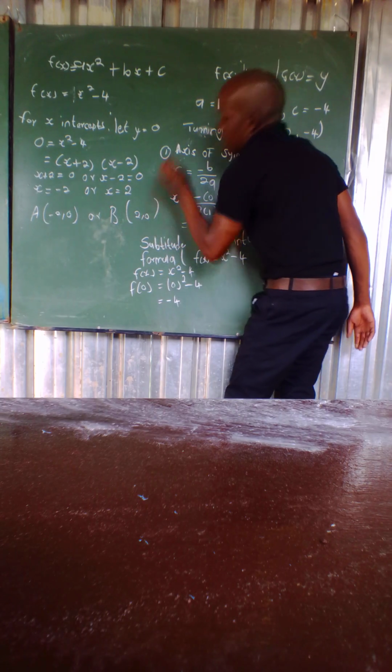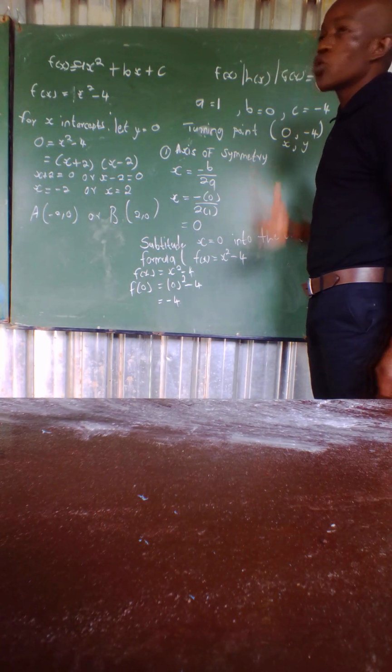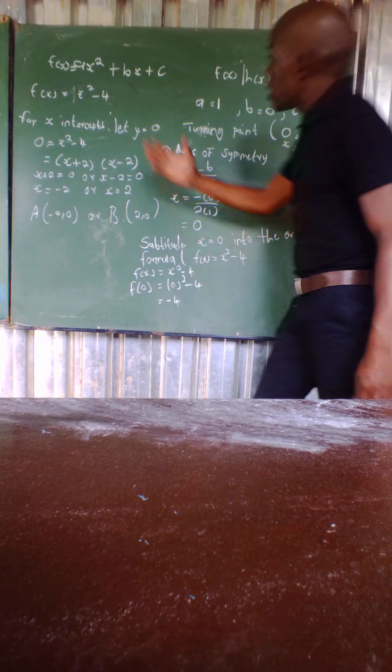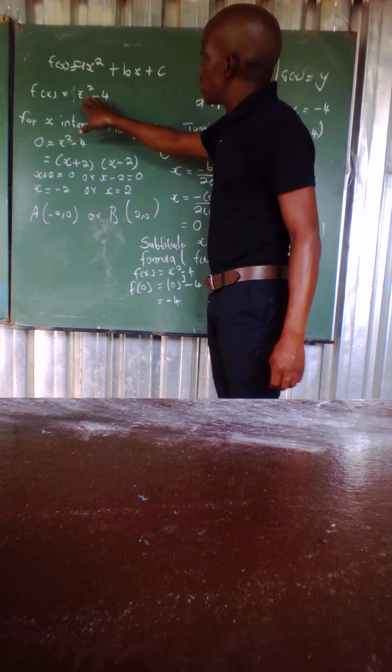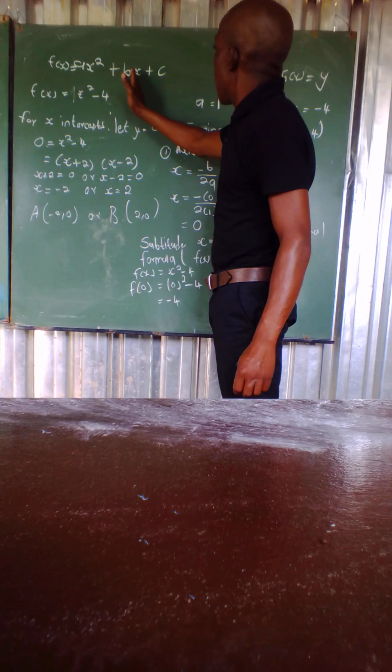Now, in the next lesson, I'm going to show you how to plot the graph of the parabolic function using the algebraic expression that was given to us, which forms part of the quadratic graph, ax squared plus bx plus c.